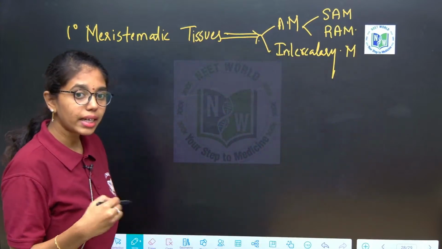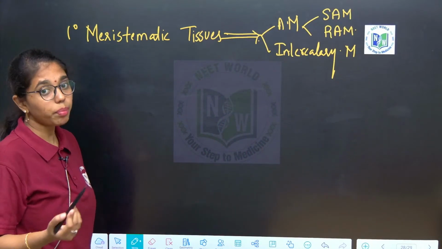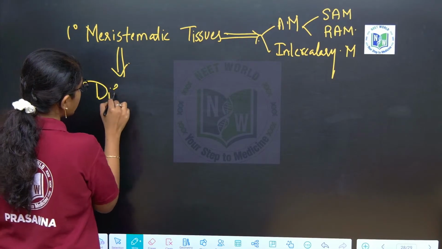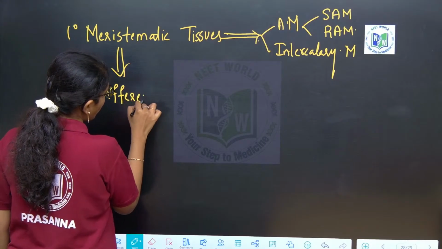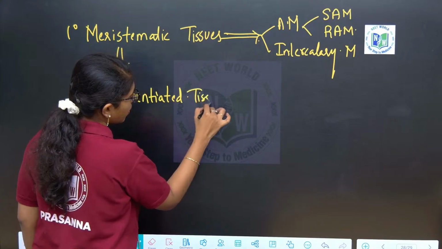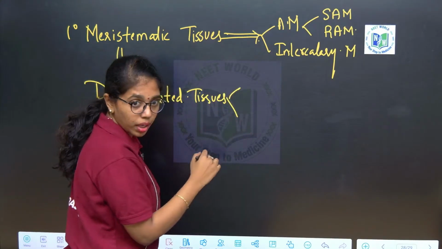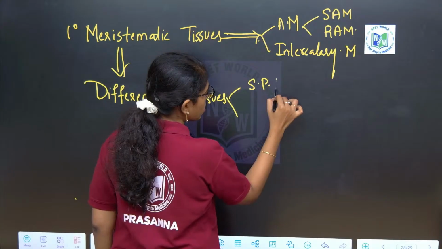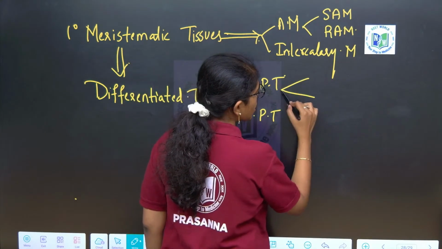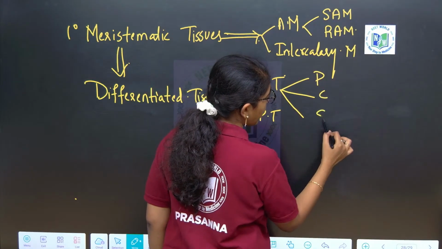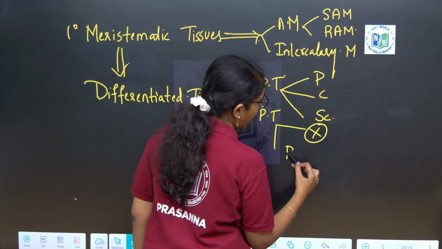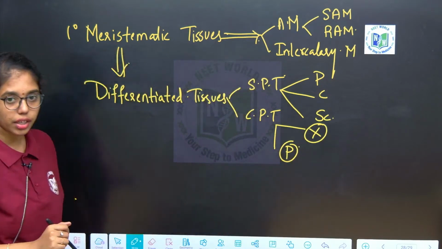They undergo continuous division and they will form the permanent tissues, right? So, those permanent tissues we will call differentiated tissues. So, what are differentiated tissues? Permanent tissues, right? Simple permanent tissues and complex permanent tissues. Simple permanent tissues include parenchyma, collenchyma and sclerenchyma. Complex permanent tissues include xylem and phloem. Clear with the differentiated tissues?